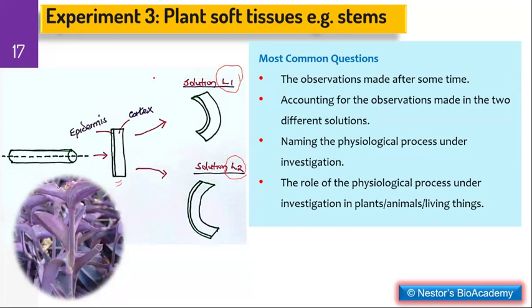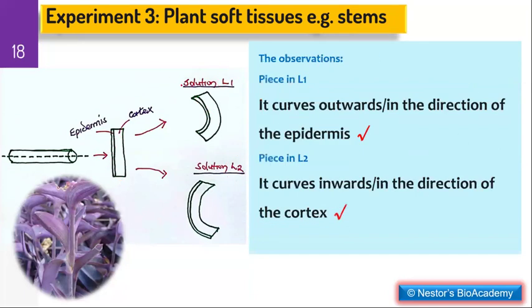Okay, so moving on, let's now describe them together. The piece in L1 is said to curve outwards, or in the direction of the epidermis, but the piece in L2 is said to curve inwards. Okay, it makes sense this way.